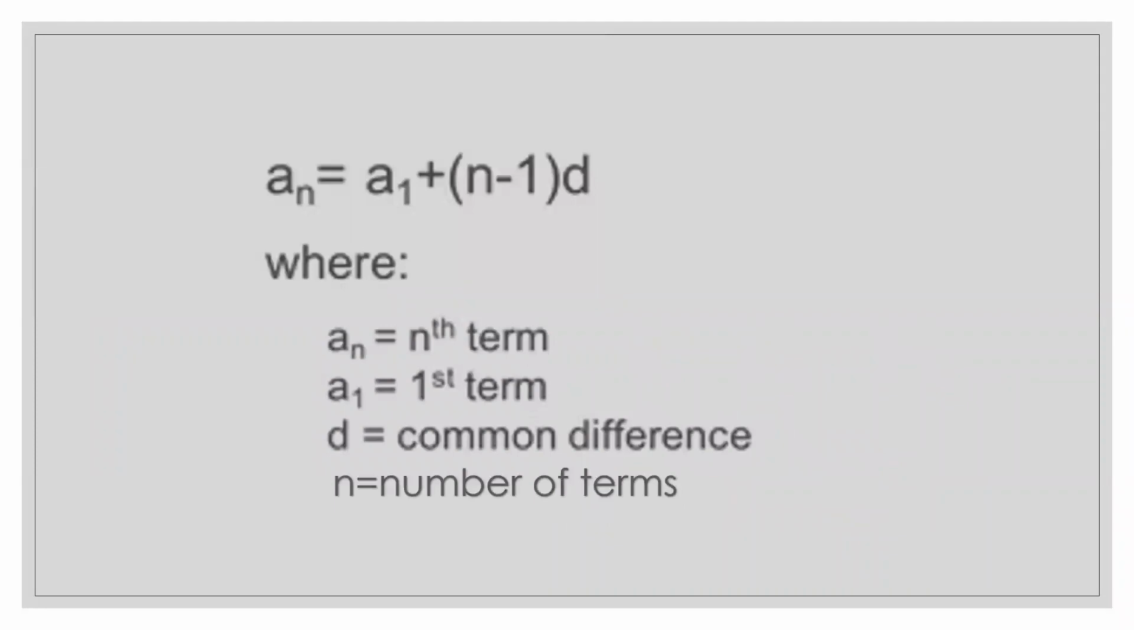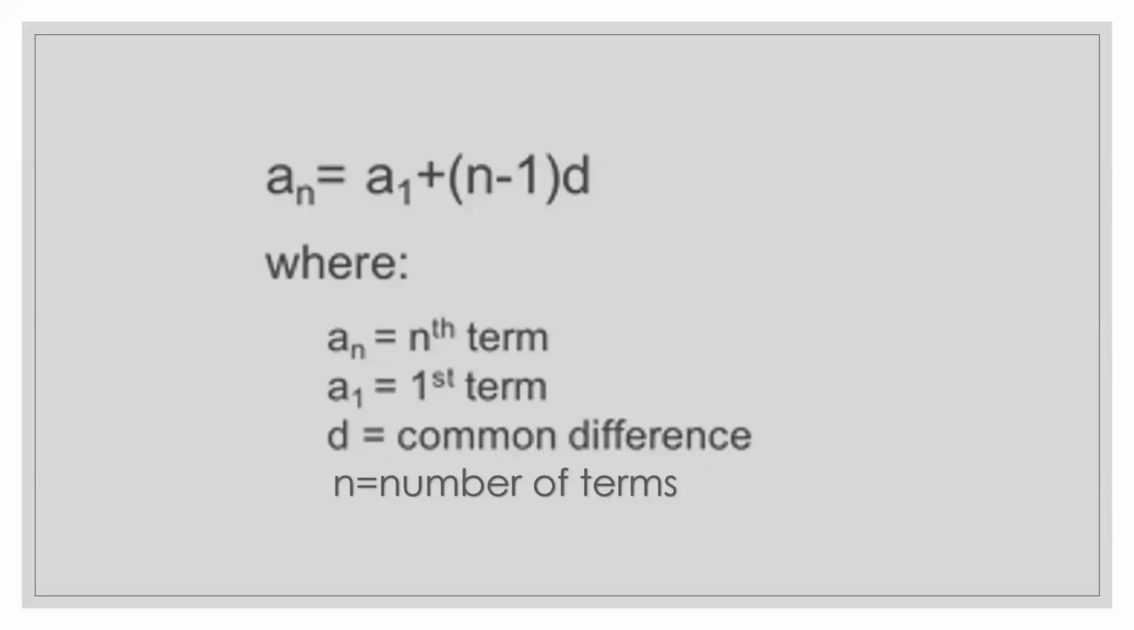So, we can use this formula, which is a sub n equals a sub 1 plus the quantity n minus 1 times d. Please take note of this, kung meron po kayong papel, may sulatan po kayo dyan, pakisulat po. a sub n equals a sub 1 plus the quantity n minus 1 times d. Isa-isahin natin. Anong ibig sabihin a sub n? The a sub n is the last term that you are looking for. Yun yung pinakadulong term.